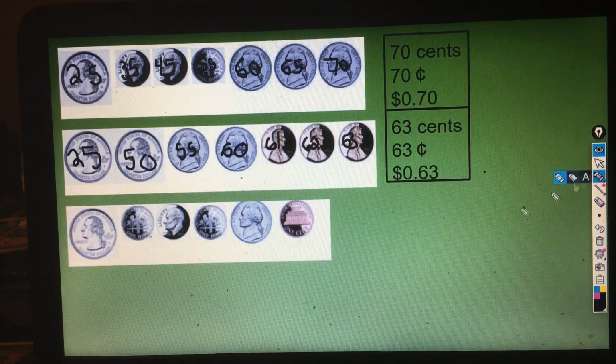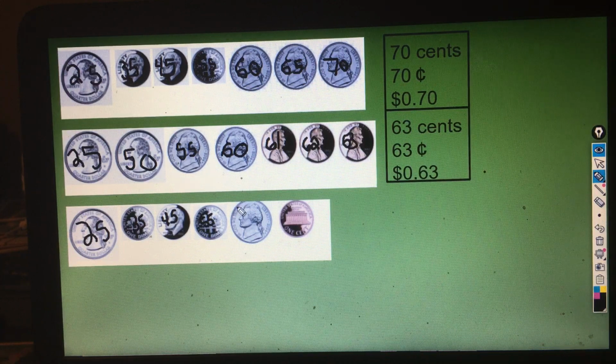Our next group of coins, we've got 25 again. We're starting with quarters a lot right now. Now we have some dimes again. So now we're going to have to do some counting by tens. So 25 plus 10 is 35. 35 plus 10 is 45. 45 plus 10 is 55.